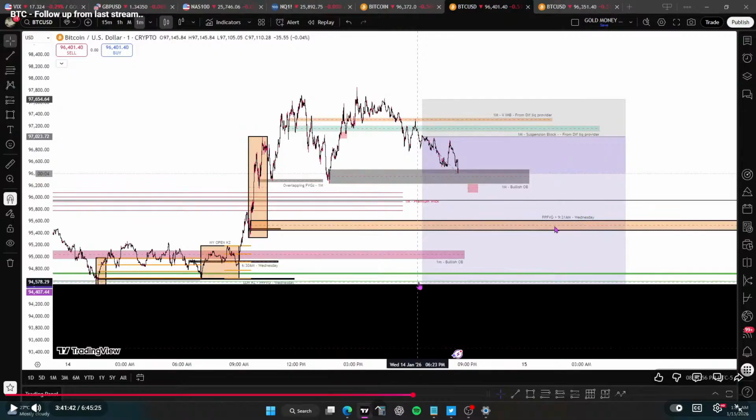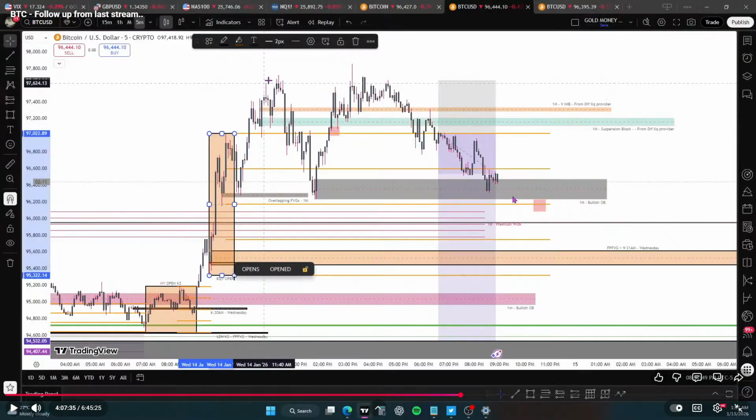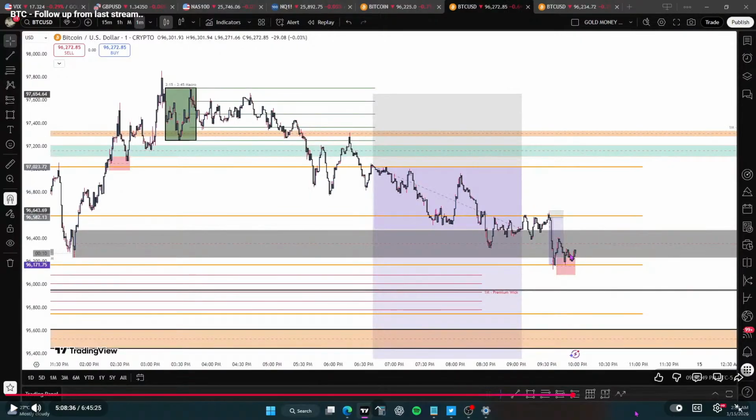I also mentioned that price is likely going to trade in this first presented fair value gap of 9:31 a.m. after 9:31 a.m. on Wednesday, which is this orange box right here. And as you can see, after we leave price for a while, we end up coming into here. See, look at the reaction on this level as well.